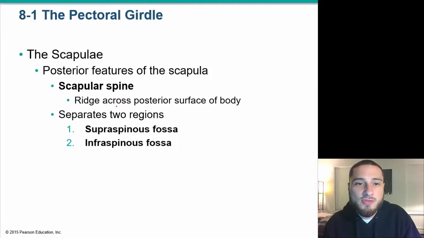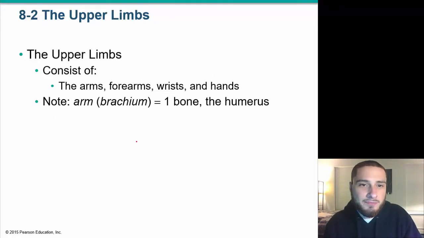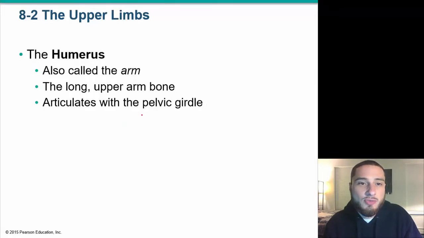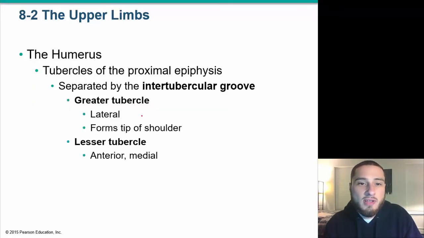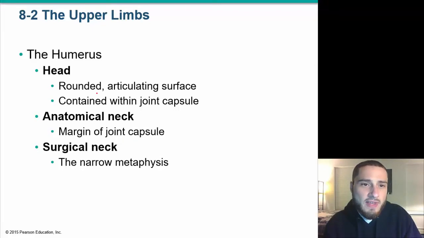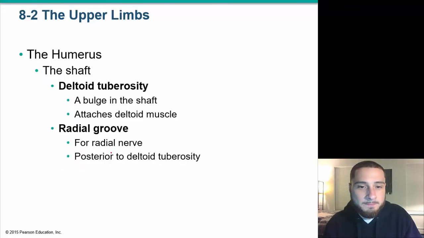All right, posterior features, you have the scapular spine, supraspinous fossa, and infraspinous fossa. Upper limbs, you have your arms, your forearms, your wrists, your hands. Humerus is going to be the arm. Then some major portions are going to be the greater tubercle, lesser tubercle. You have the head of the humerus, the anatomical neck, and then you also have the surgical neck. Deltoid tuberosity, right, attaches the deltoid muscle.